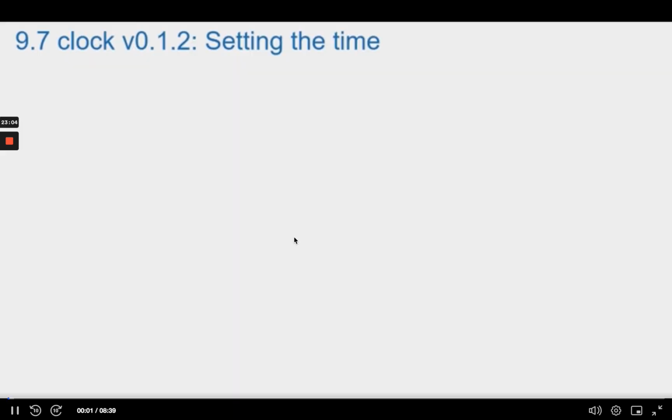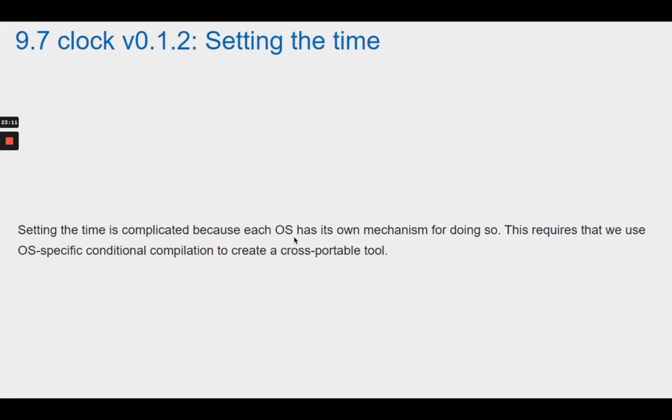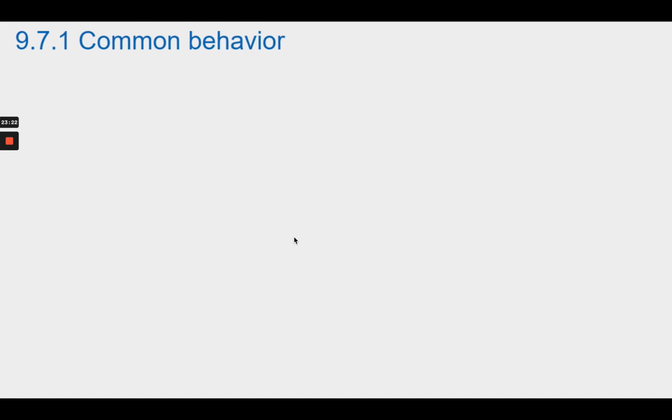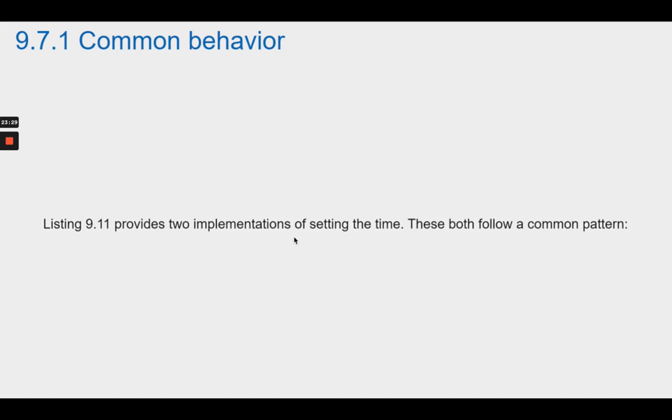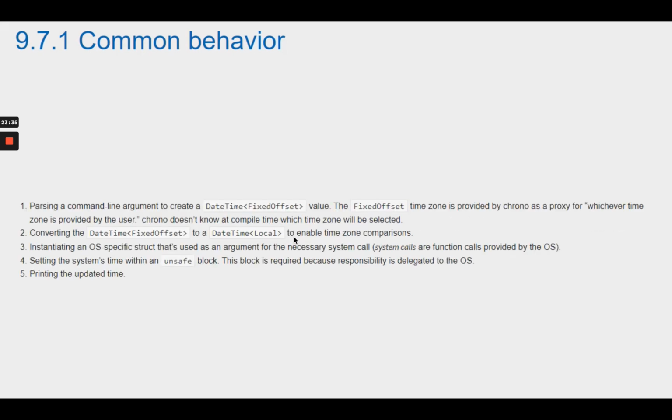Section 9.7. Clock version 0.1.2. Setting the time. Setting the time is complicated because each OS has its own mechanism for doing so. This requires that we use OS-specific conditional compilation to create a cross-portable tool. Section 9.7.1. Common behavior. Listing 9.11 provides two implementations of setting the time. These both follow a common pattern.